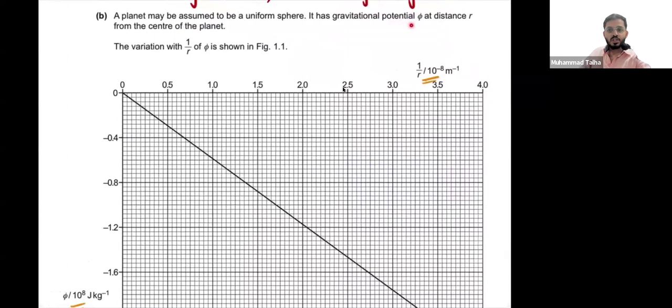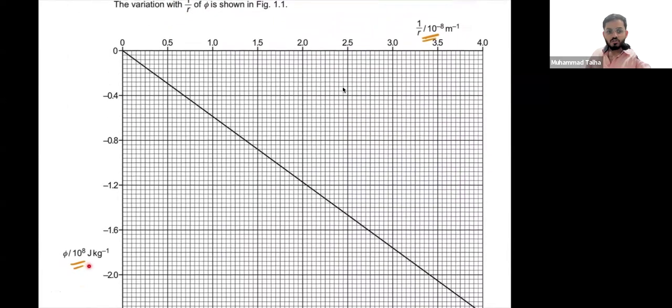Part B, a planet may be assumed to be a uniform sphere. It has gravitational potential phi at a distance r from the center of the planet. Variation with 1 over r of phi is shown in 1.1. So you have phi on the y-axis, and as we just discussed, this is all negative values throughout, and you have 1 over r here. Phi is in 10 to the 8 joules per kg. 1 over r is in 10 to the negative 8, right?